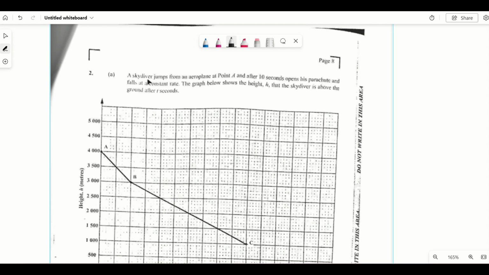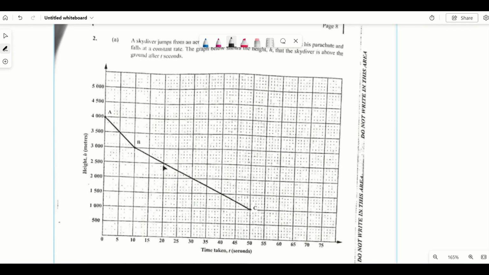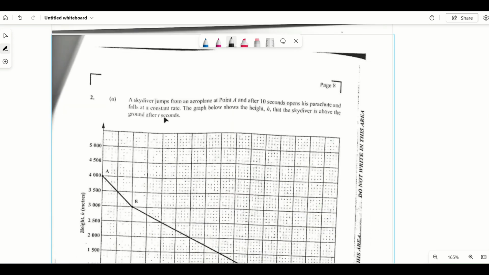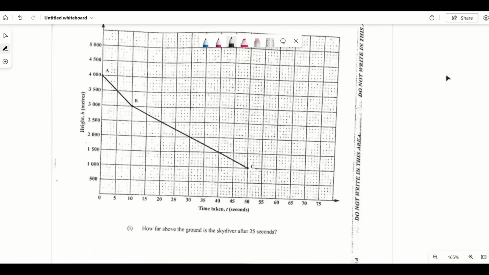Okay, so number 2 says a skydiver jumps from an aeroplane at point A. When they reach 4,000 meters above the ground, they jump out of the plane. After 10 seconds, he opens his parachute. So at 10 seconds, that is point B, this is where he opens his parachute and falls at a constant rate. The graph below shows the height that the skydiver is above the ground after t seconds. How far above the ground is the diver after 25 seconds?